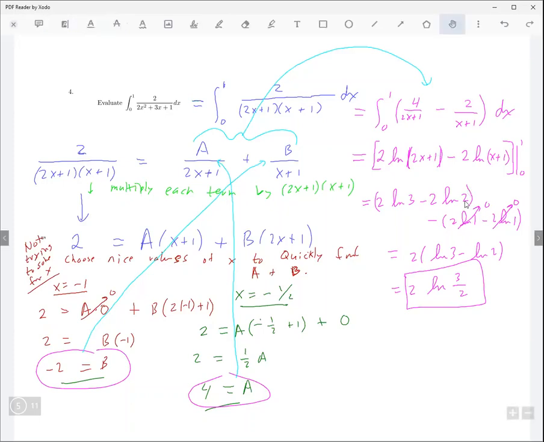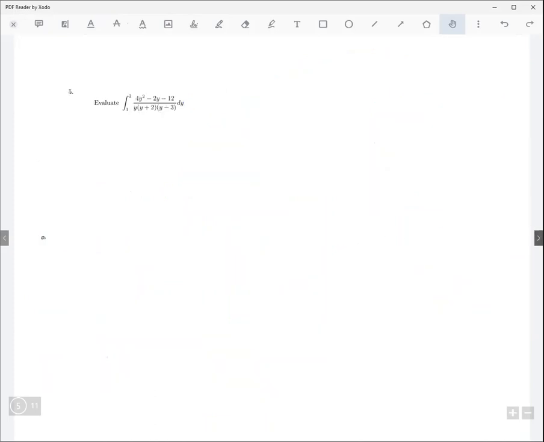So that's basically the standard beginning partial fractions problem. Level 1. Okay, you ready for something harder? Oh wow, this is much harder.